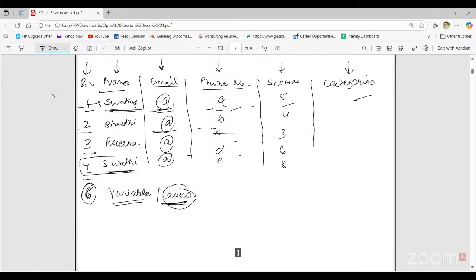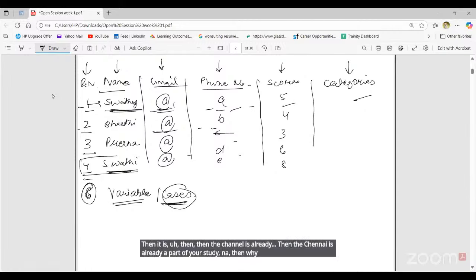I don't think so, ma'am. If you are clear about taking only the people from Chennai, then there is no use of the city column. Then Chennai does not become a case. Chennai is already part of your study, so why do you want to consider it as a variable?